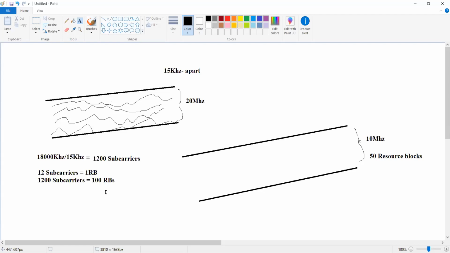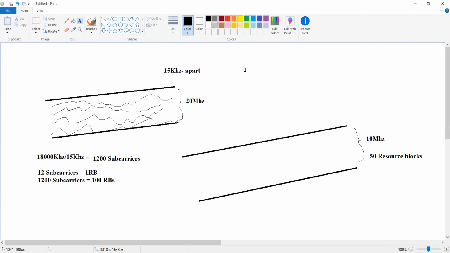So some sites may be configured with 20 megahertz bandwidth. If we keep 1.4 megahertz, 3 megahertz, 5 megahertz, then what is the calculation of RBs according to the same?